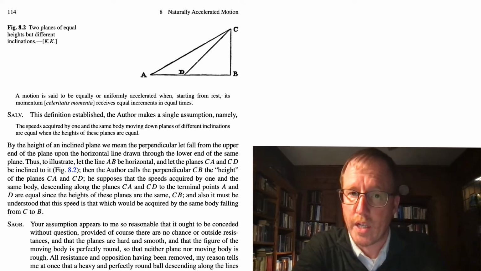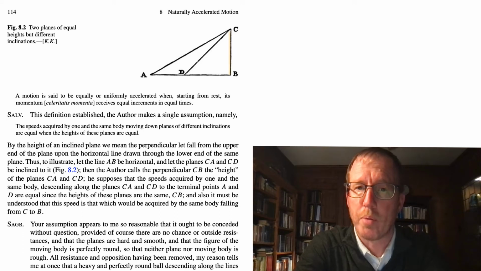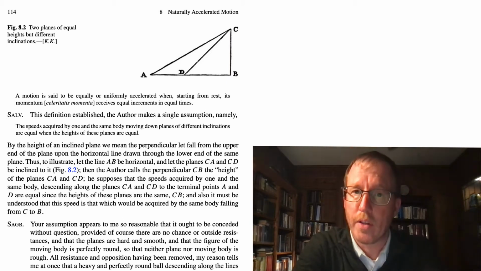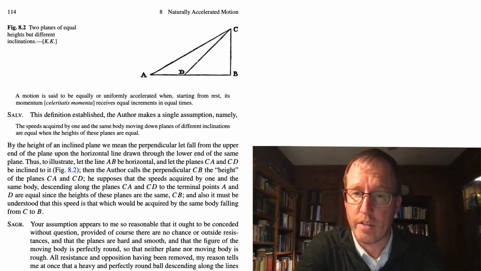And here's the claim that he makes. The velocity is going to be the same regardless of which ramp it slides down, as long as they're both sliding from the same height, an altitude CB. It doesn't matter the path they take, they will have the same velocity by the time they get to the bottom. Now, he doesn't prove this here mathematically. That's something we'll do later on in the semester. He simply makes this claim.